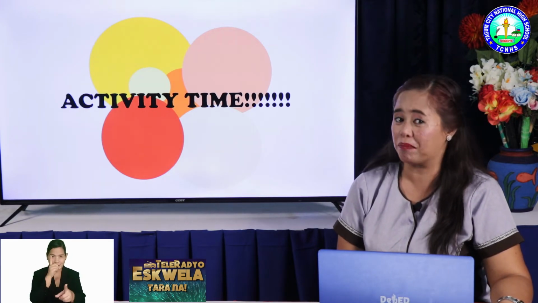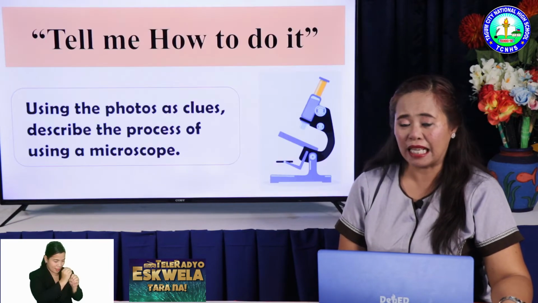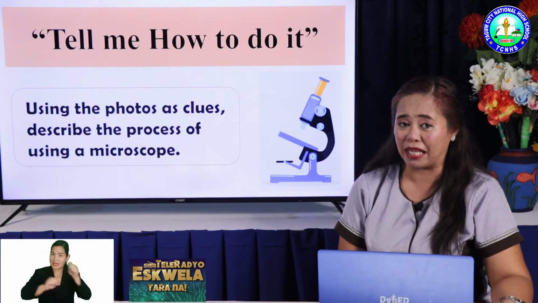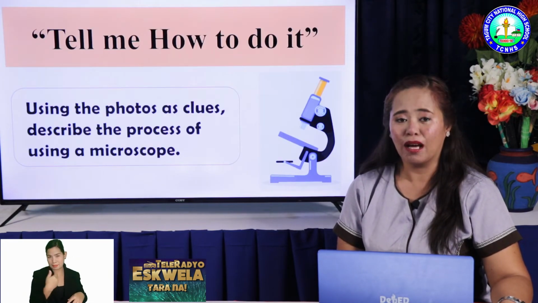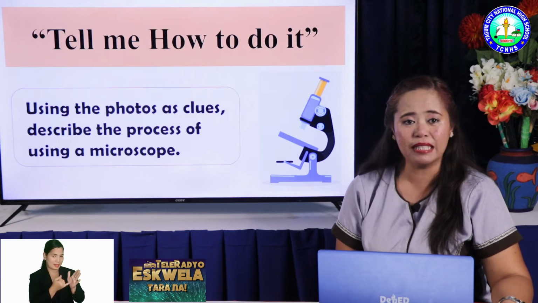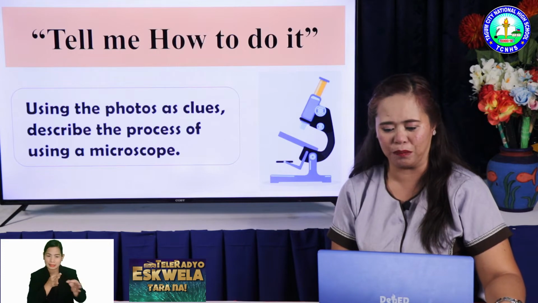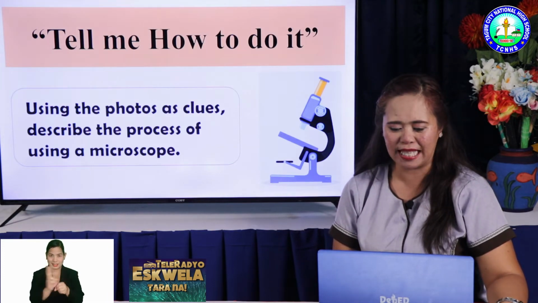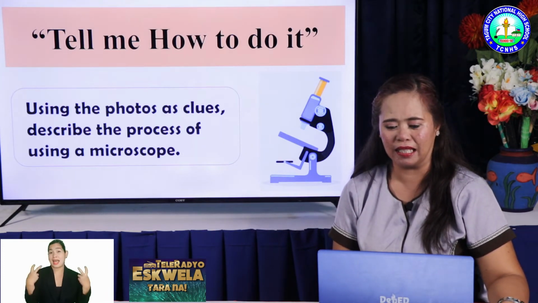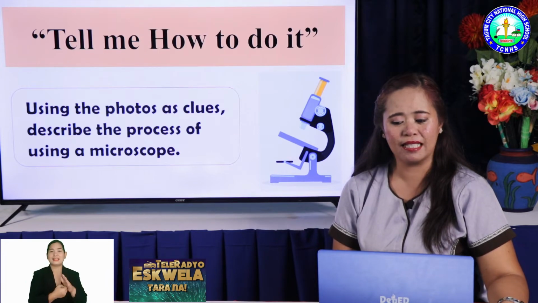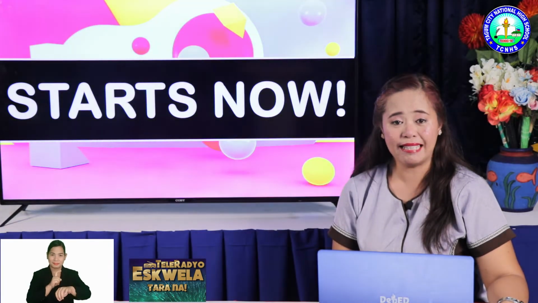Open your module on page 7. Here is an activity entitled, "Tell me how to do it." Using the photos in your modules as clues, describe the process of using a microscope. I will give you 30 seconds to answer the activity. Time starts now.